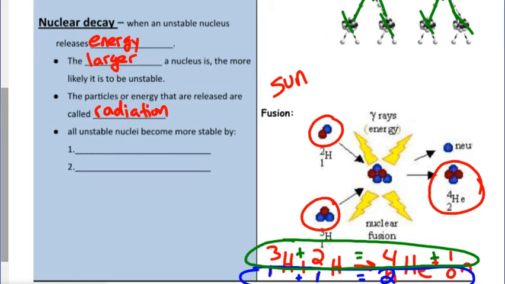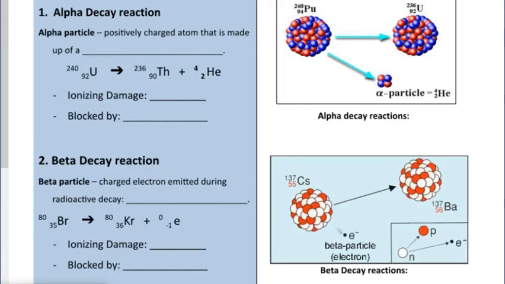Okay, so all unstable nuclei become more stable by either undergoing nuclear decay, which we're going to outline the types of next, or by releasing energy. And that's pretty common for all radioactive material. It's radiating energy away from its core, trying to stabilize itself. But sometimes as that energy is radiating away, there's a ton of different types of decays that can occur.